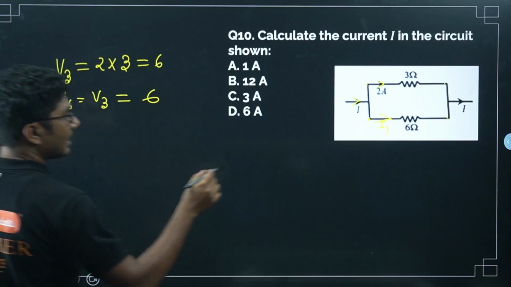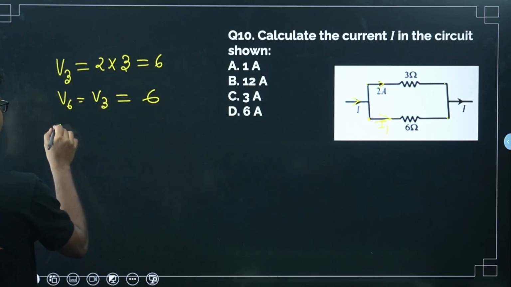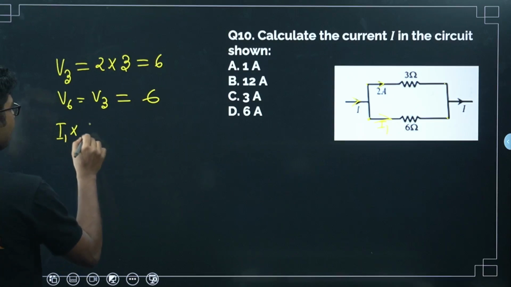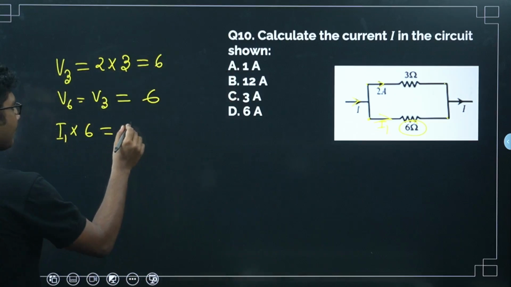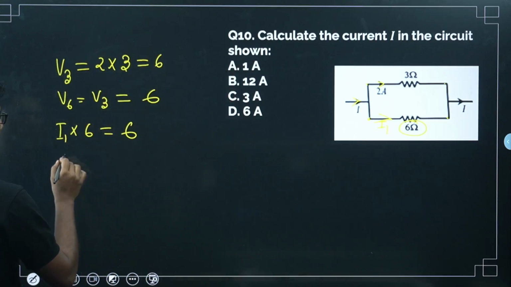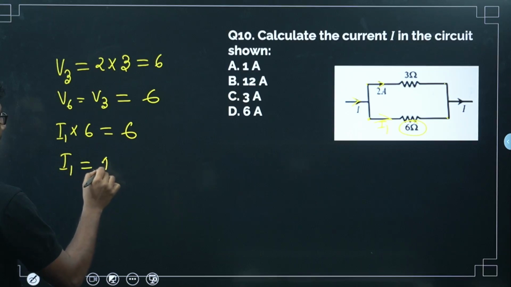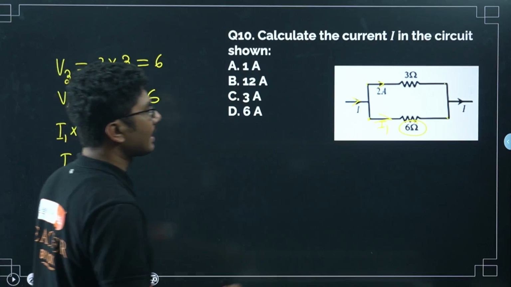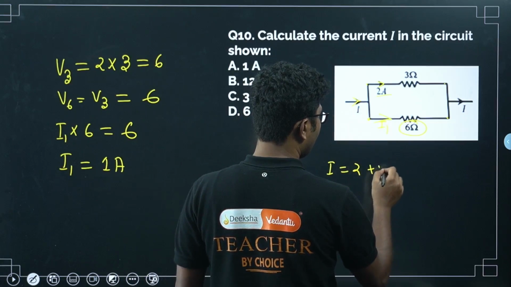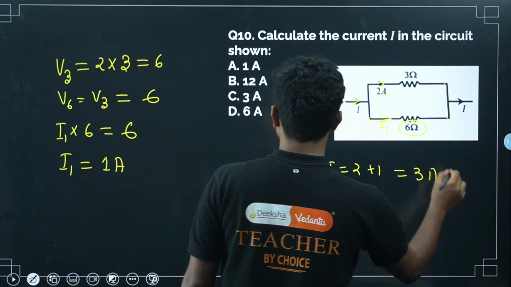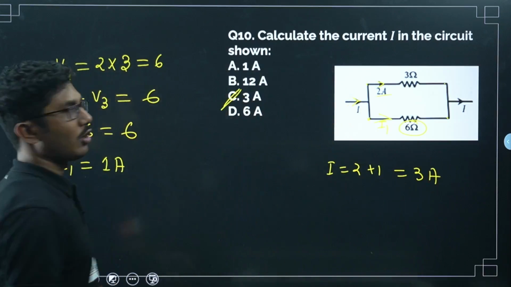Now what is this I1? We are interested in finding this I1 times 6. This 6 is this 6, right? So I1 times 6 is equal to 6, so I1 is equal to 1 ampere. So I1 is 1 ampere, this is 2 ampere, so I should be 2 plus 1, that is equal to 3 amperes. So 3 amperes is the correct option.